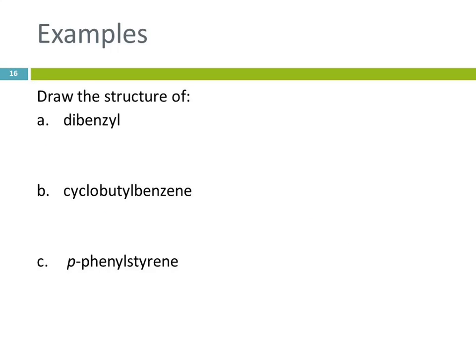So a few more examples. And this first one I would never give to you on an exam. Dibenzyl. What do we do with that? What does di mean? Two. Two benzyl groups. Well, how about two benzyl groups attached to each other? Oh, wait. This is phenyl. This is benzyl.